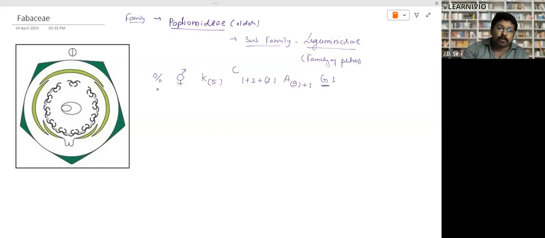This is the floral formula basically. What does zygomorphic mean? What does it mean by zygomorphic? Anyone of you? Come on. Nobody?